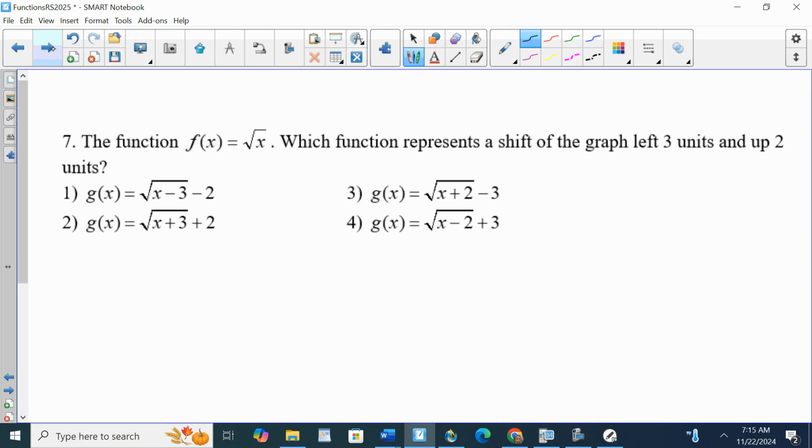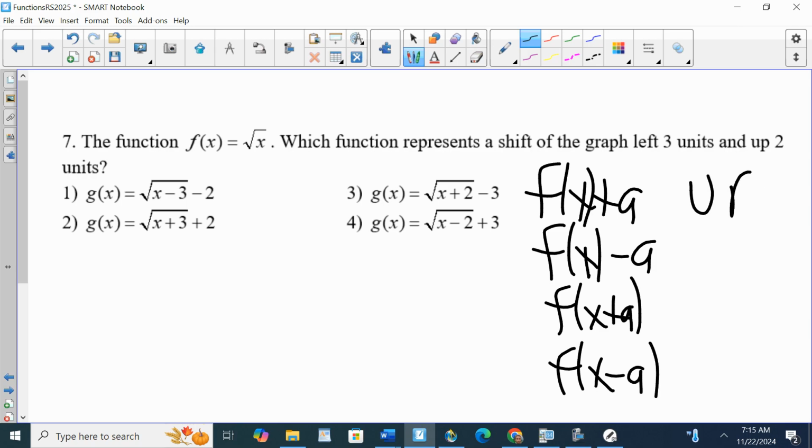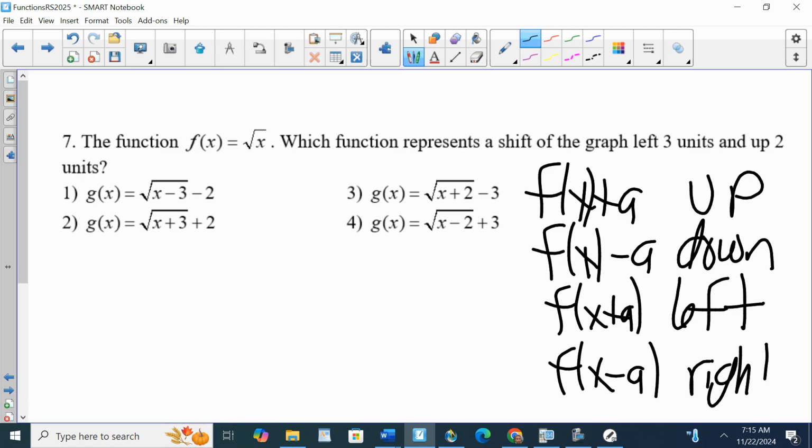Transformation of functions. You need to know your up, down, left, right rules. F of x plus a, f of x minus a, f of parentheses x plus a, f of parentheses x minus a. If you are adding to the whole thing, that's going up. If you're subtracting from the whole thing, that's going down. If you're adding to just the x, it's the opposite direction you would think for x, that's left. And x minus a, if I'm subtracting from just the x, that's right.